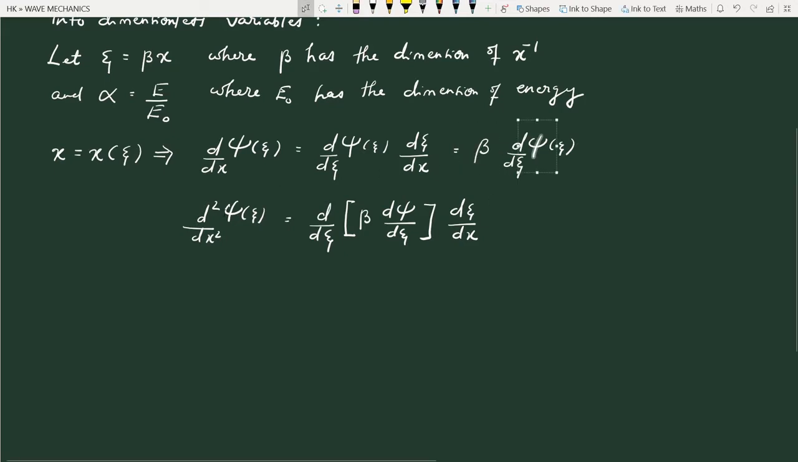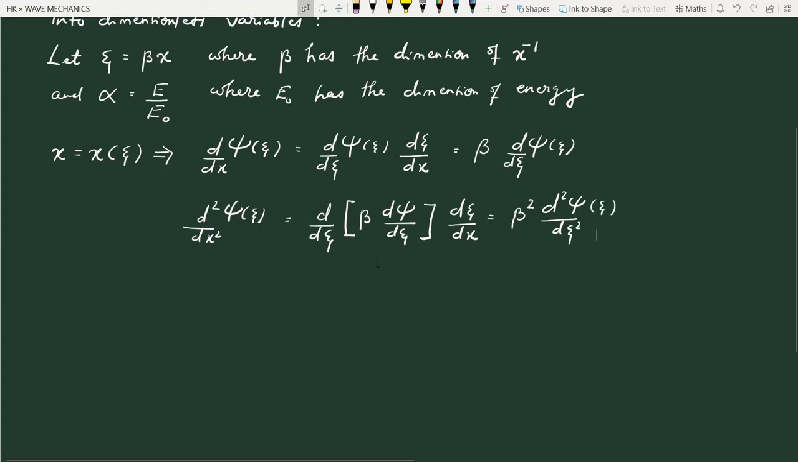Taking one more differential, I repeat this line: d by d theta of this quantity, d psi by dx, that is beta d psi by d theta, into d theta by dx. I hope this is clear. We are just repeating the previous term. Now what is d theta by dx? Beta. And you have another beta inside the square bracket. So we have beta square times d by d theta of d psi by d theta, which is d square psi by d theta square, where psi is a function of theta.